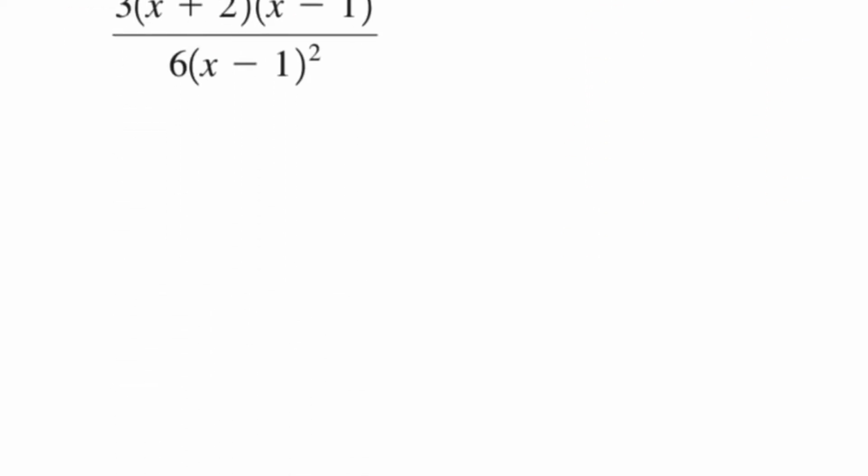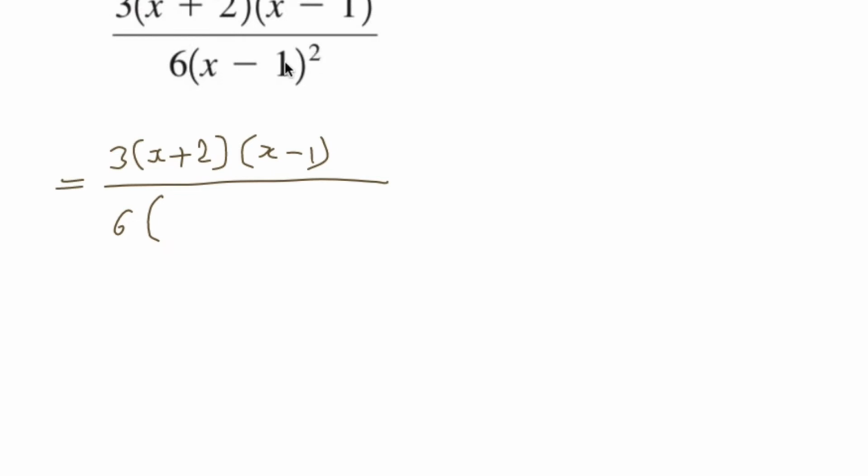Okay, let's try another question. Here the numerator is already factored, so we can write it as it is. And here square means we can write 2 times x minus 1 times x minus 1. Okay, we factored everything, numerator and denominator. So what is the common factor here? X minus 1, x minus 1.